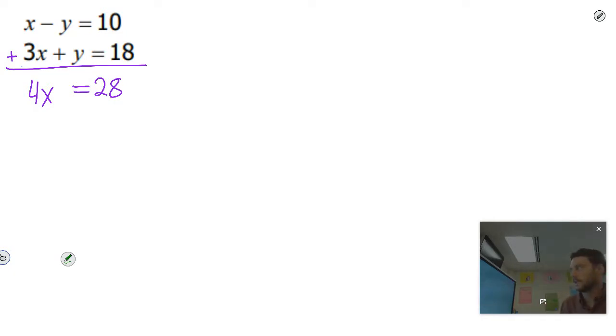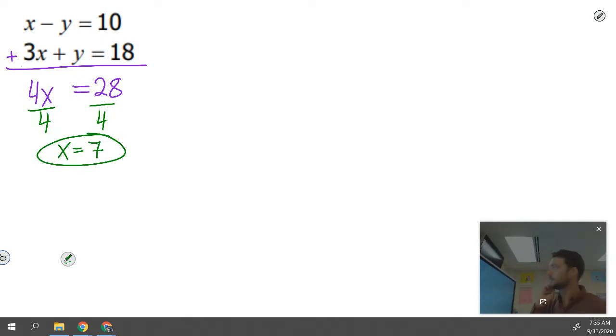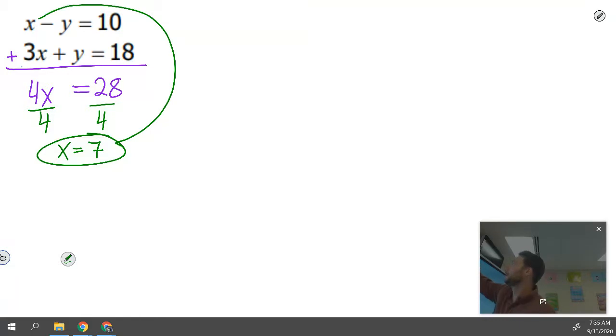Well, okay, nice. So we'll just divide by 4 on both sides and we'll get x equals 7. Beautiful. Cool. So then I need to go find y. I can plug it in anywhere. It doesn't really matter. The top equation looks nice and easy, so maybe I'll plug it in there. If you plug it into the second equation, you should get the same answer, right?